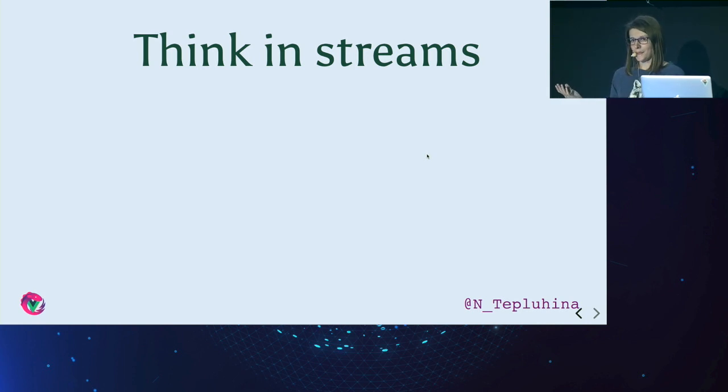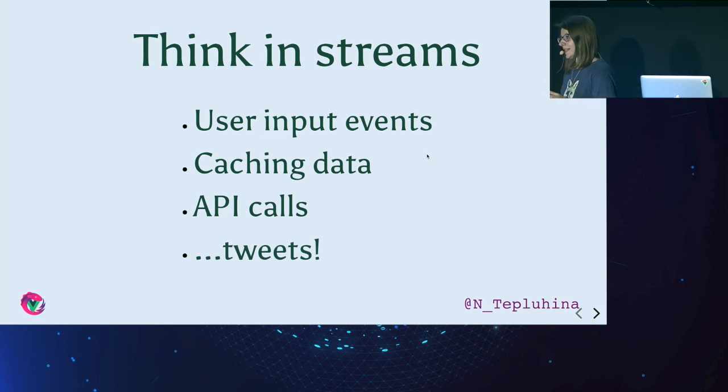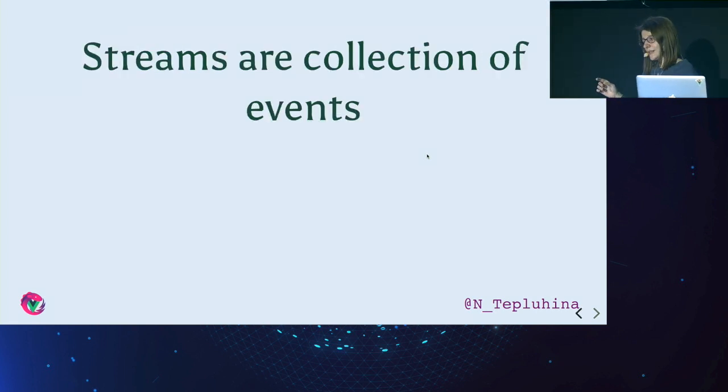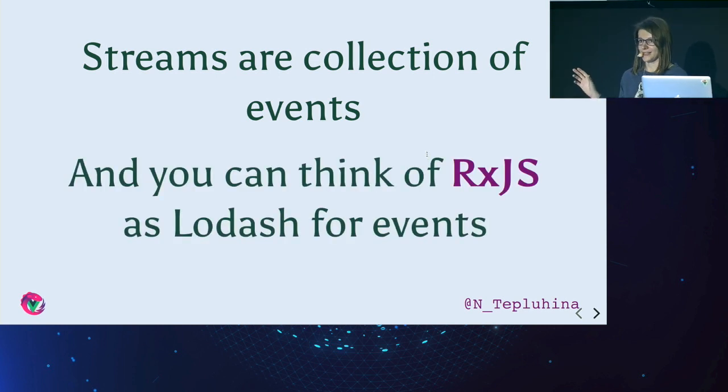If you have an API call, it's a collection of events again. So user input events, caching data, API calls, tweets. A Twitter feed is a good example of an observable, because it's a collection of events where the single event is a tweet. And you can react to it, you can like it, retweet, whatever. So streams are collections of events. And in JavaScript, a collection is an array. And in JavaScript, again, we have an awesome library, maybe not so widely used nowadays, but still, it's Lodash. So you can think about RxJS as Lodash for events.